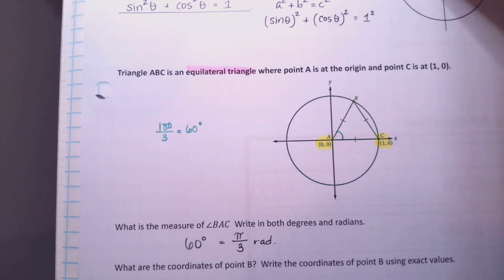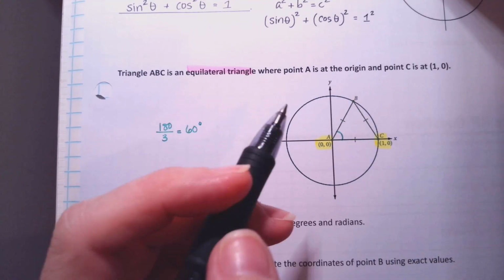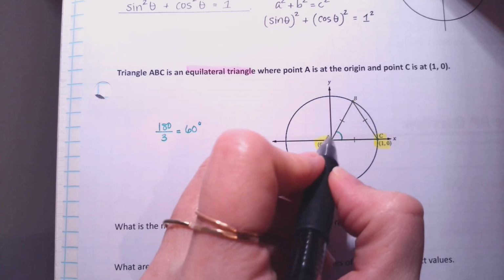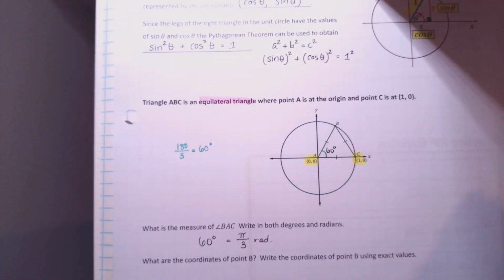Okay, what are the coordinates of point B then? Well, point B, if we think about our unit circle, would just be the point that's at the end of the 60-degree angle on our unit circle. So I'm going to show you my unit circle.